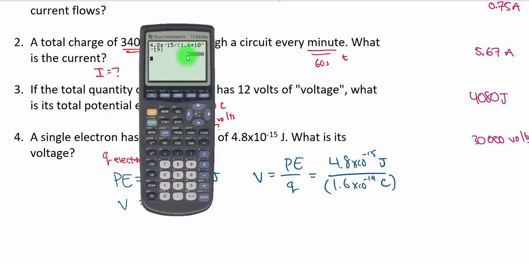And I get 30,000 volts. Now, what happens is sometimes people type it in incorrectly and they don't get 30,000. So if you're not getting 30,000, you're making a calculator mistake. Don't do that. Try to correct it. We'll have to work on that together in class at some point.